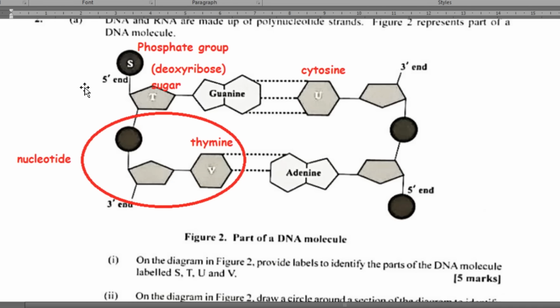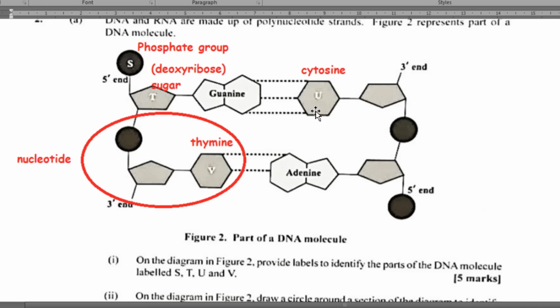Okay, so what you're seeing here is part of a DNA molecule, and you have one side going from 5' to 3', and the next side basically going the opposite, 3' to 5', right? Basically inverted. So all we have to do here is label. S will be the phosphate group that's attached to it. T is going to be the sugar, or deoxyribose sugar, and for RNA this will just be a ribose sugar.